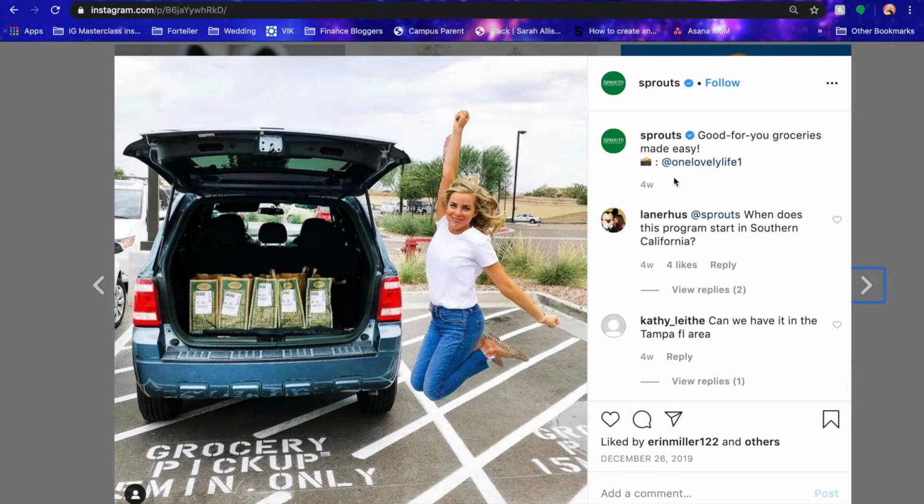And then they also did a really great thing here where they tagged her. This is also a great clue to the fact that she is perhaps an influencer or perhaps someone who has partnered with Sprouts Farmers Market to talk about their online shopping options. Now, since Sprouts is a nationally known brand, they don't necessarily have to make sure that they're using hashtags. So if you are a nationally recognized brand, you really aren't going to need hashtags because people are already looking for you.